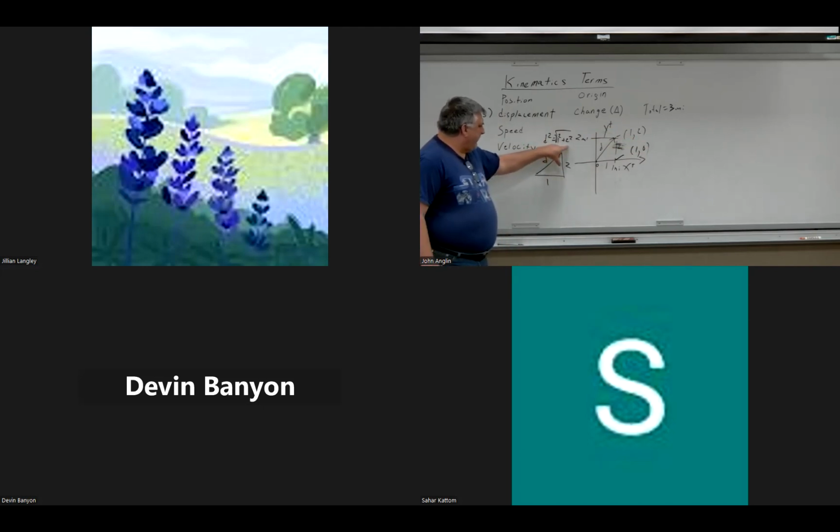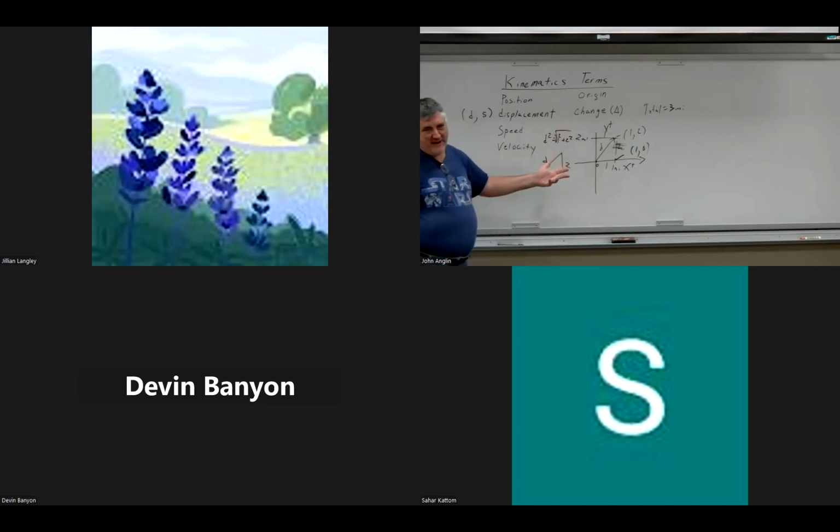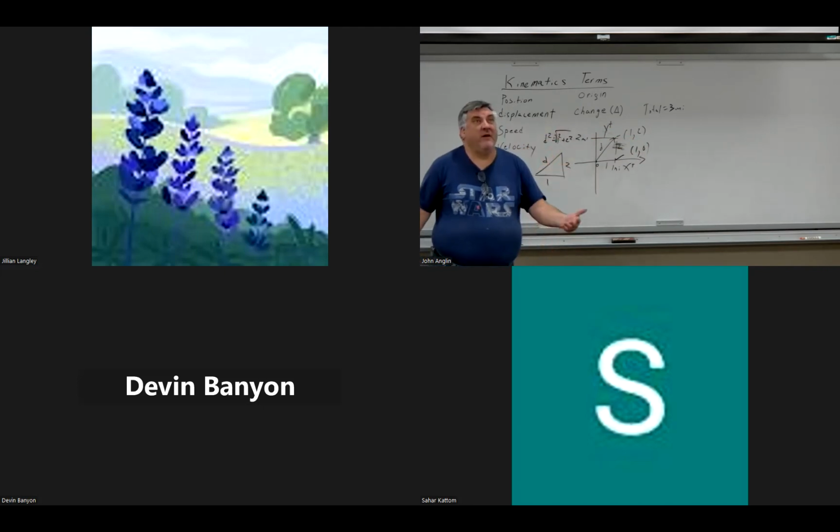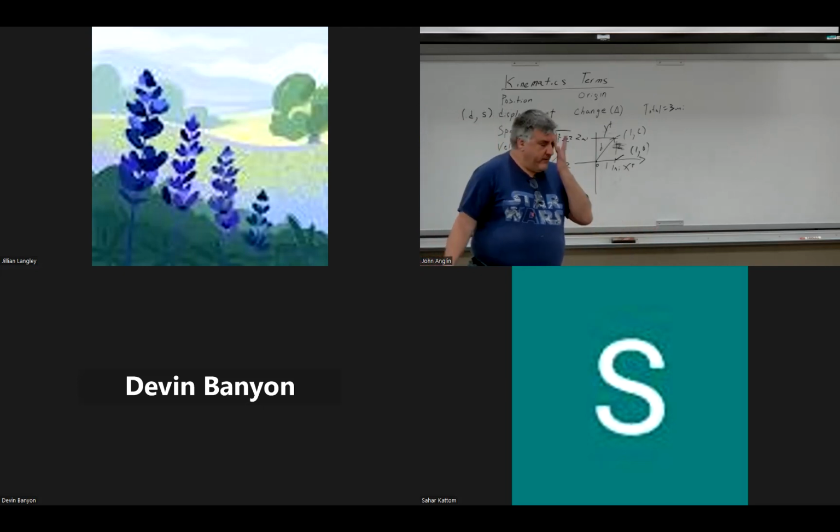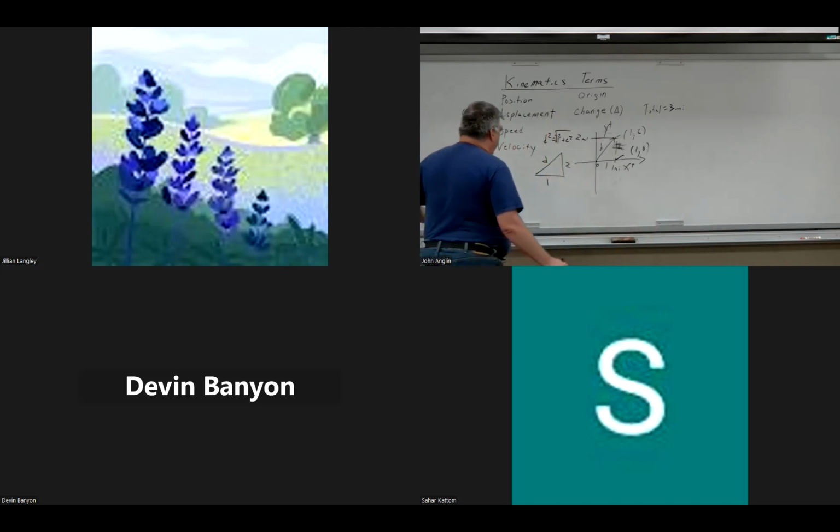In this case, 1 squared is 1, 2 squared is 4. So root 5 is what? A little more than 2. So our total displacement is a little more than 2 miles.